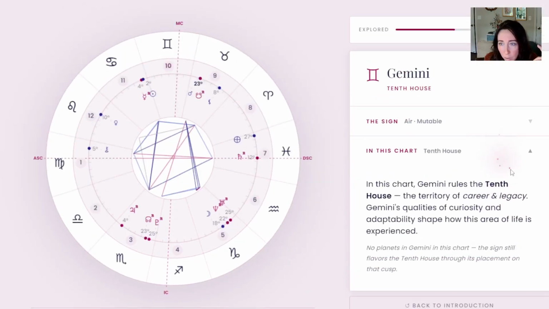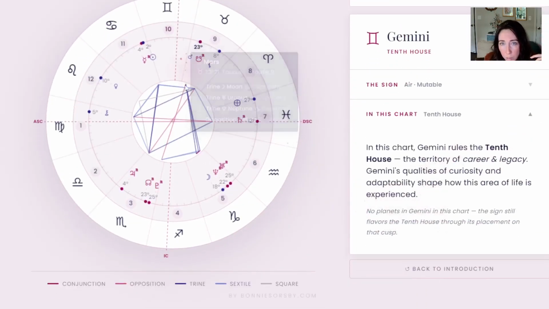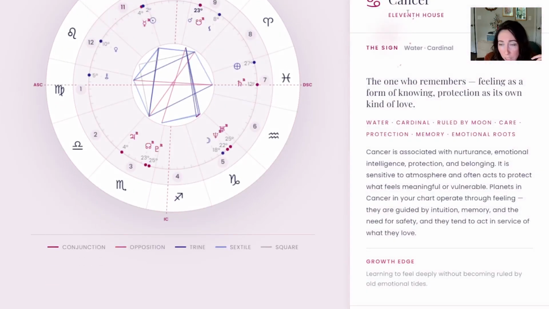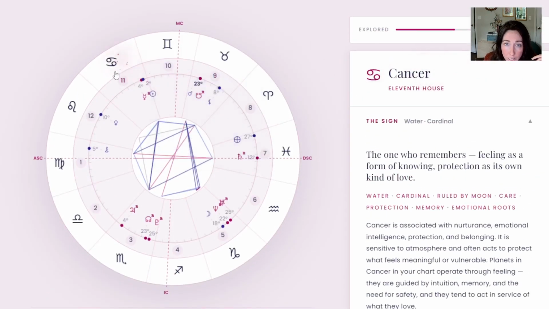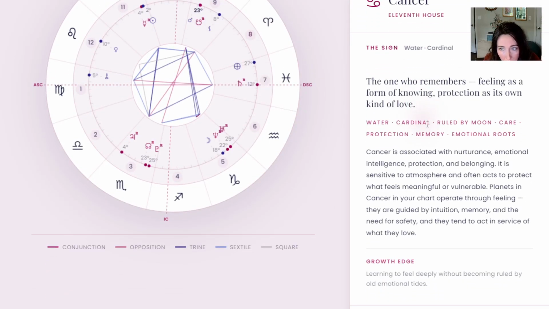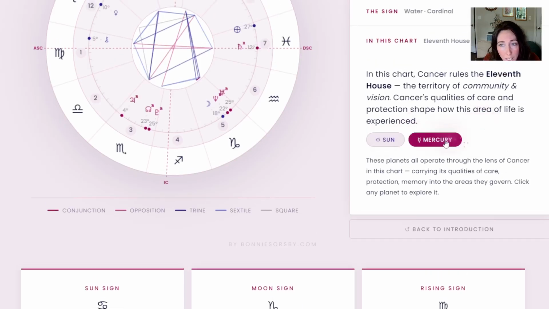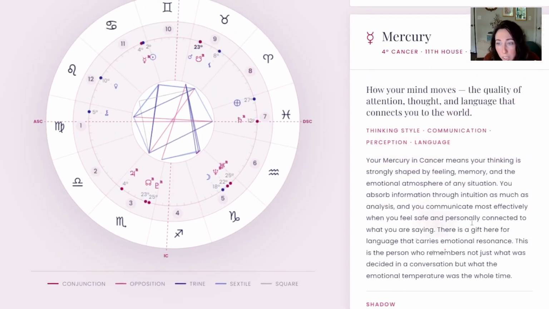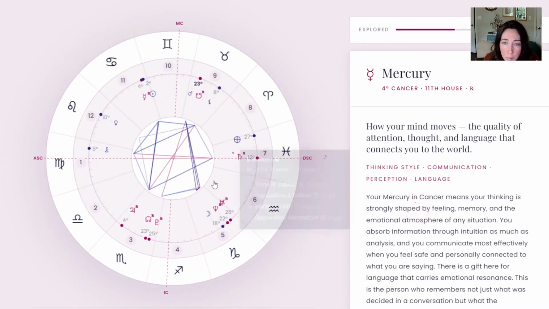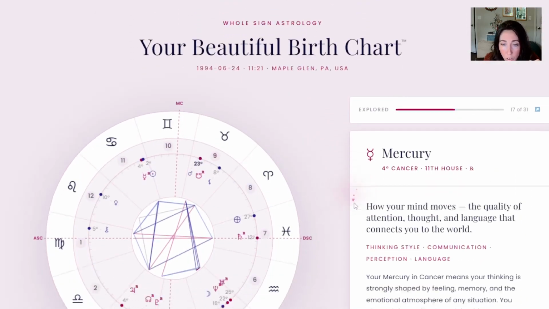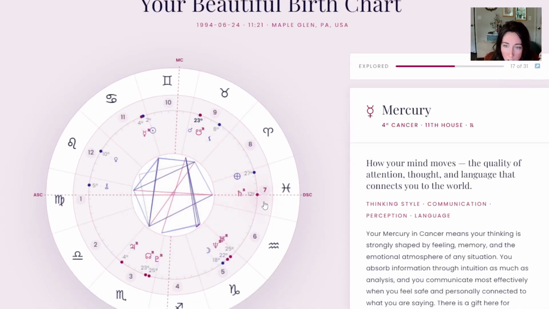So when I come to this, she has no natal planets in Gemini, but if I come here in her 11th house, ruled by Cancer in her chart, if I come down here, we have her Sun and her Mercury. You can click and go to her Mercury placement and read all about that. But this one goes really deep, learning your birth chart.